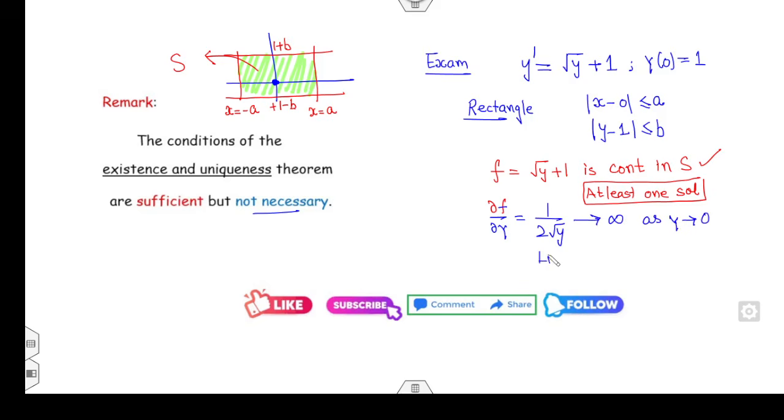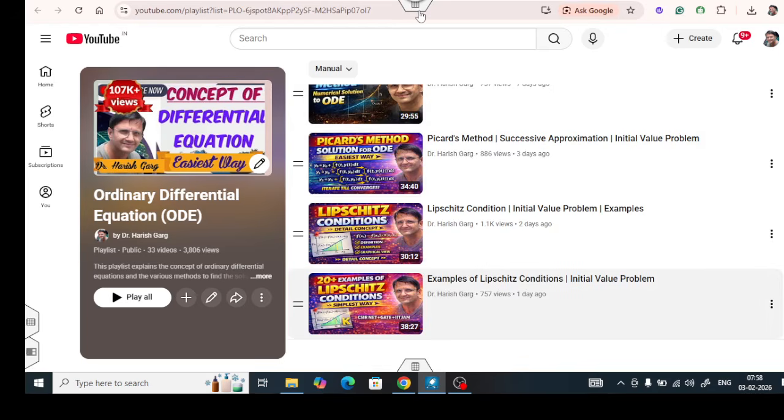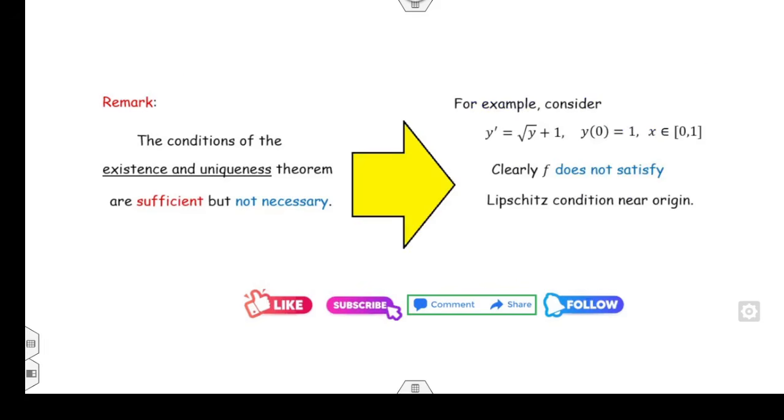Fine. This means the Lipschitz condition is not satisfied. So if the Lipschitz condition is not satisfied, then there is no guarantee about the uniqueness. This is what we defined in this lecture, 20 plus examples of the Lipschitz conditions. Fine. So as we can see, the function does not satisfy the Lipschitz condition because del f upon del y goes to infinity as y goes to 0. Therefore, we can never say anything about the uniqueness of the solution.